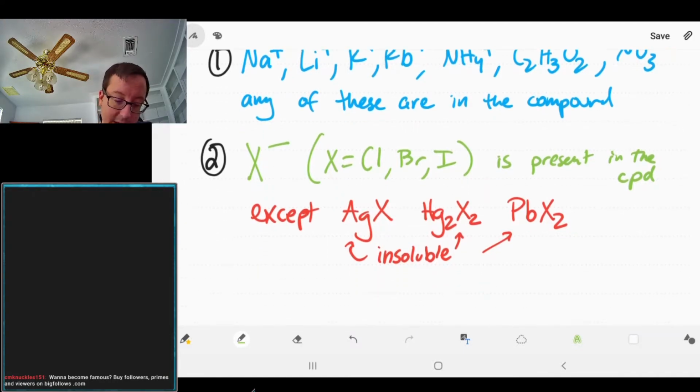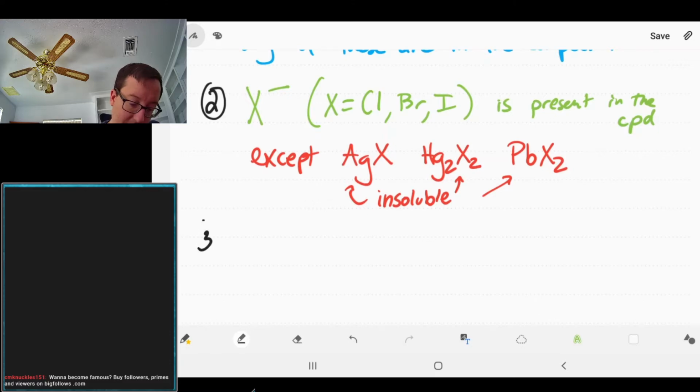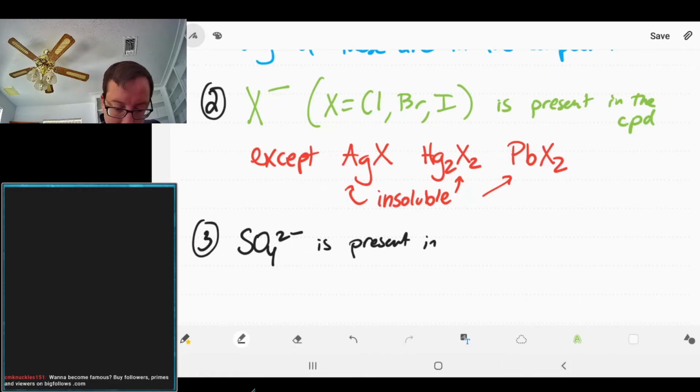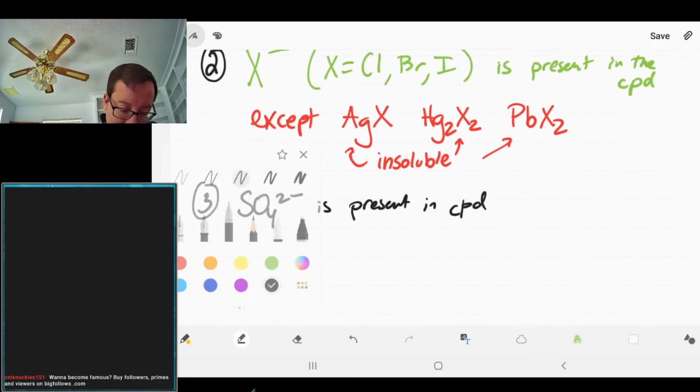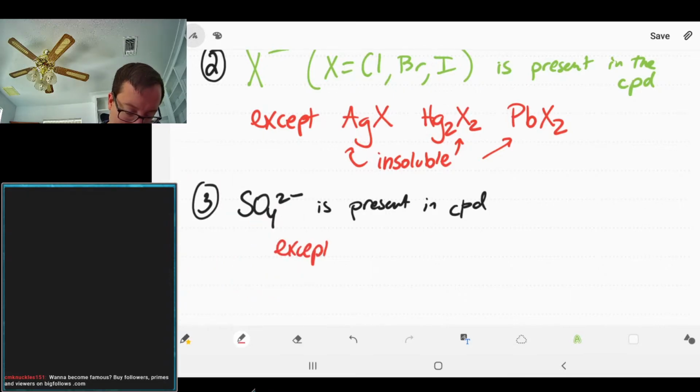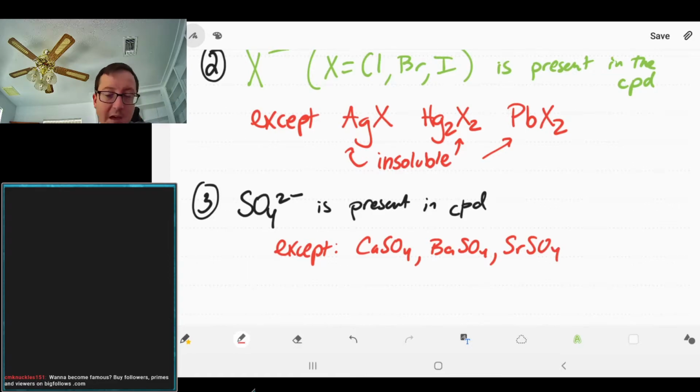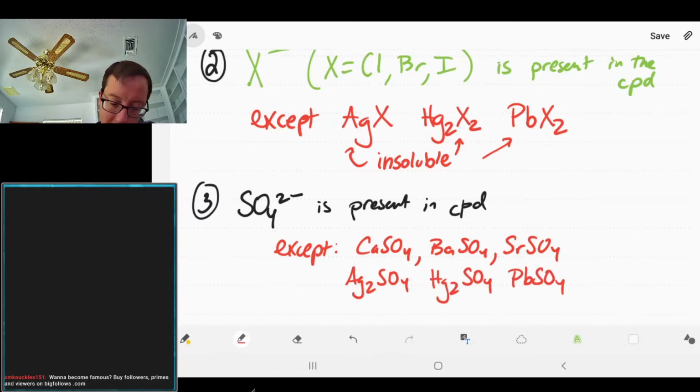All right, and then our last soluble one is if we have the sulfate ion. If in your compound you have sulfate, generally it will be soluble. We have a few exceptions here. So we have three new ones. Calcium, barium, and strontium sulfates are insoluble. And then we can put our previous ones: our lead, mercury, and silver will also be insoluble with sulfate. These ones are all insoluble.